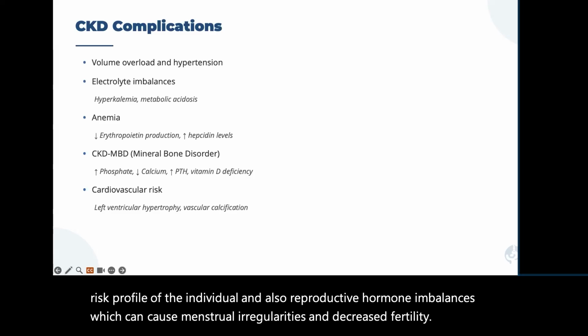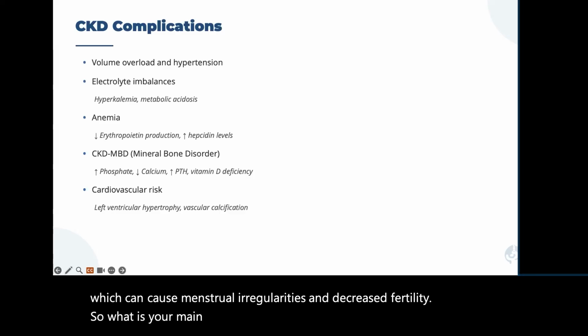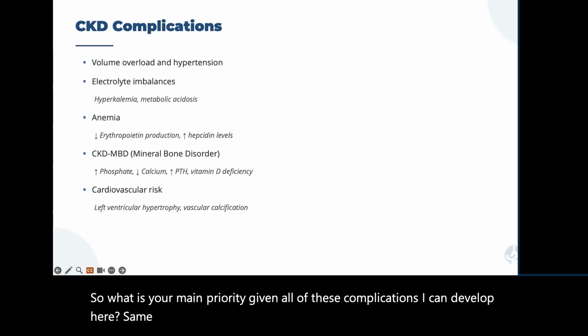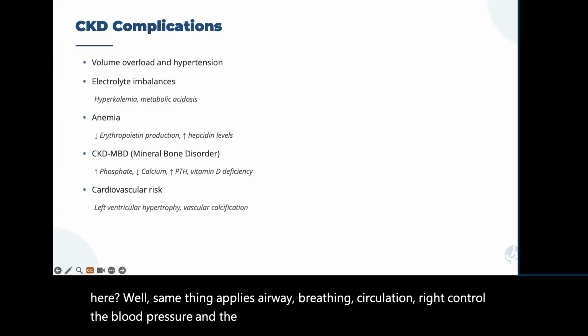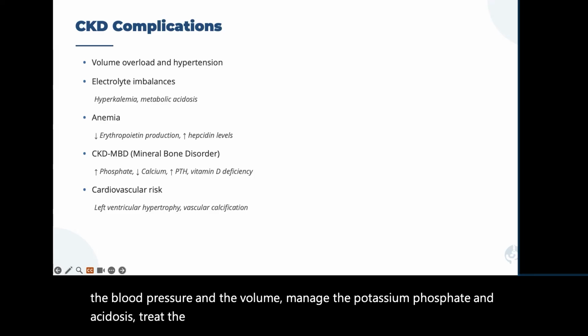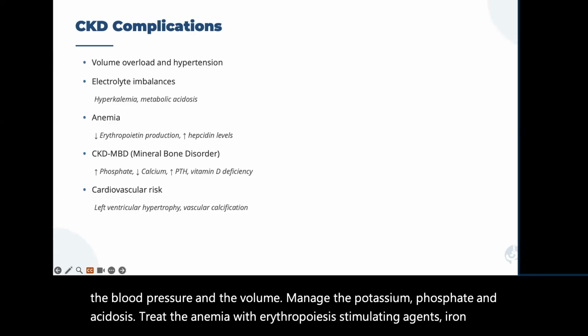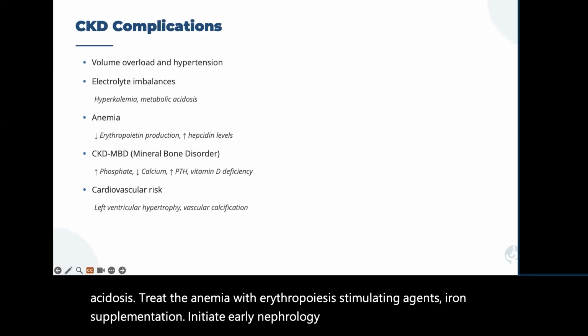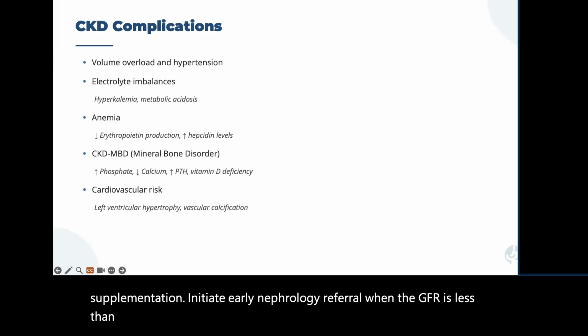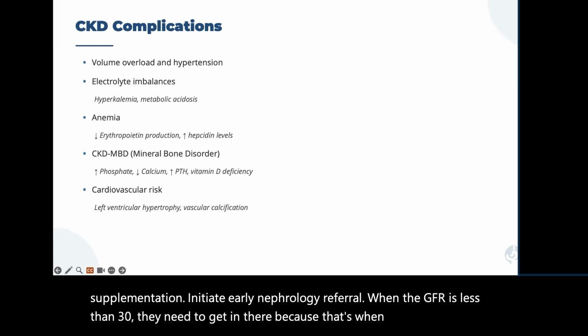So, what is your main priority given all of these complications that can develop here? Well, same thing applies. Airway, breathing, circulation, right? Control the blood pressure and the volume, manage the potassium, phosphate, and acidosis, treat the anemia with erythropoiesis stimulating agents, iron supplementation, initiate early nephrology referral when the GFR is less than 30. They need to get in there because that's when more complications will emerge.